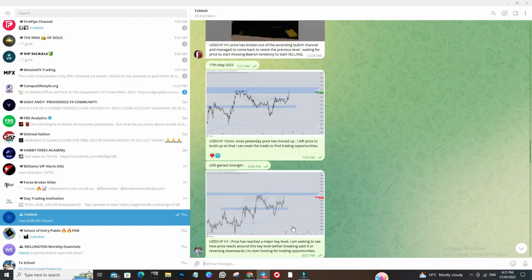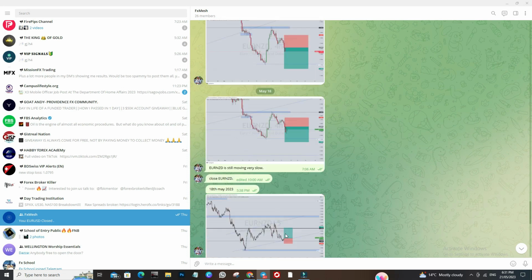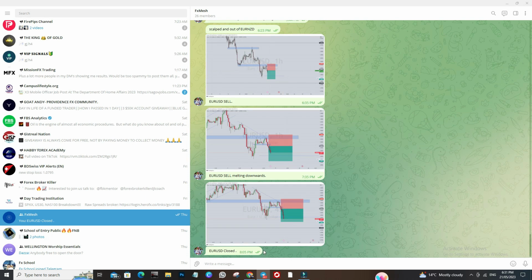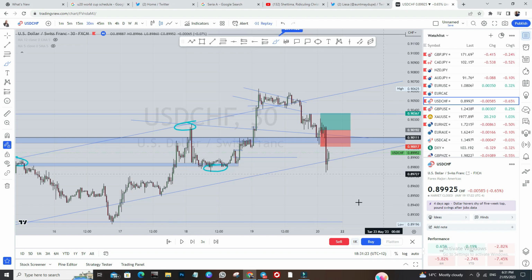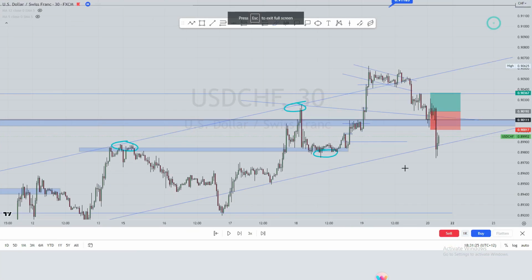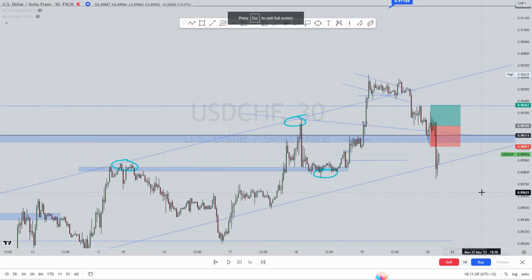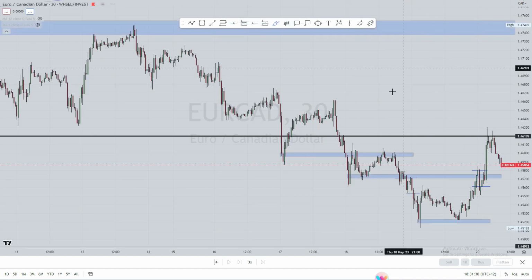I will be looking at fewer pairs as time goes on. I don't want to be running through too many pairs. It's going to be kind of confusing. I would like to focus on specific pairs so that my teaching can be clear and understandable.